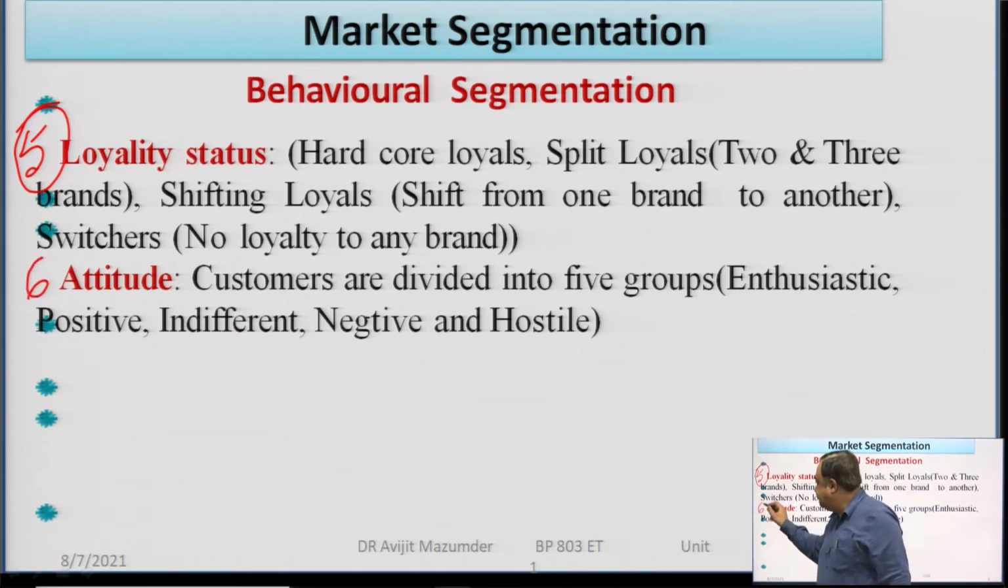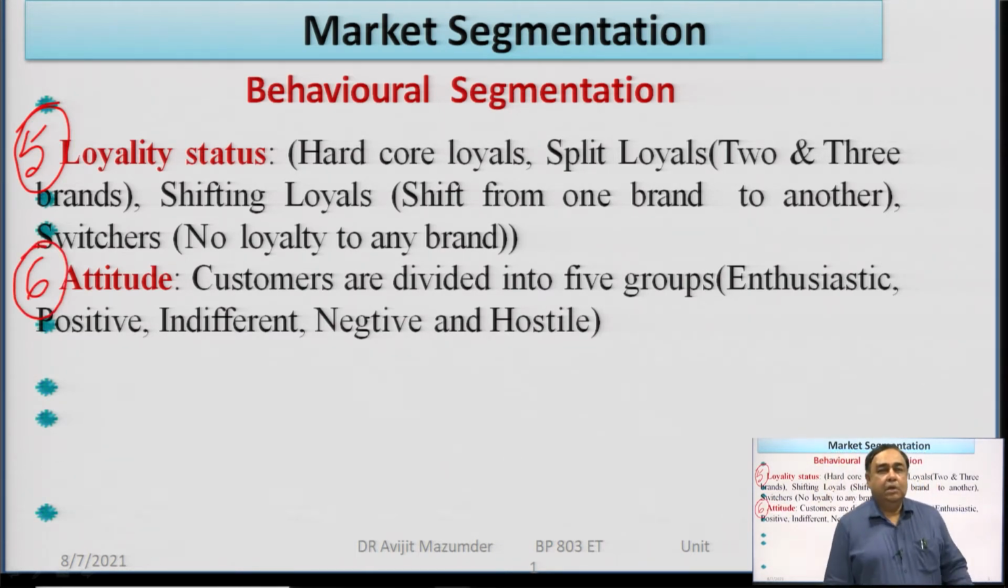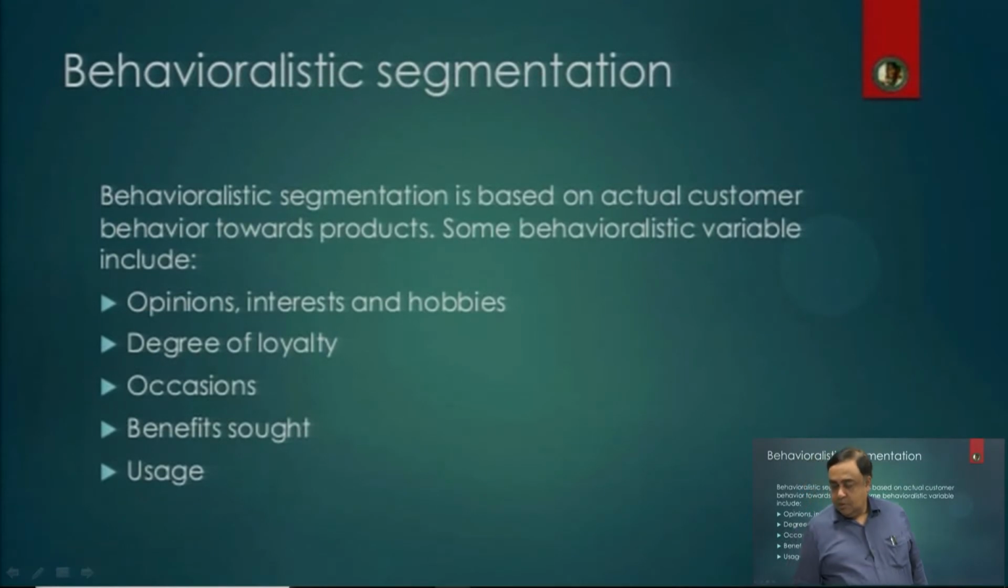Next, we have attitudes. Customers are divided into 5 groups: one with a very enthusiastic attitude, the second positive, the third indifferent, the next negative, and the last one the hostile customers. So behavioral segmentation is based on the actual customer behavior towards the product. Some behavioral variables include opinion, interest, hobbies, degree of loyalty, occasion, benefit sought and usage.